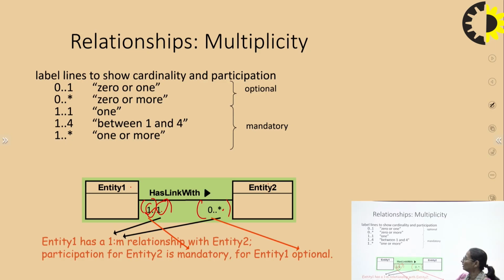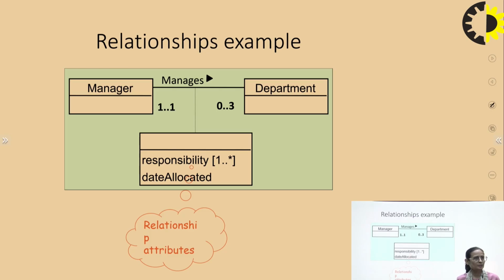So we have 0 or 1 for optional, then 0 or more, again optional, and between 1 and 4, or 1 or more, it is mandatory. This is a simple example.